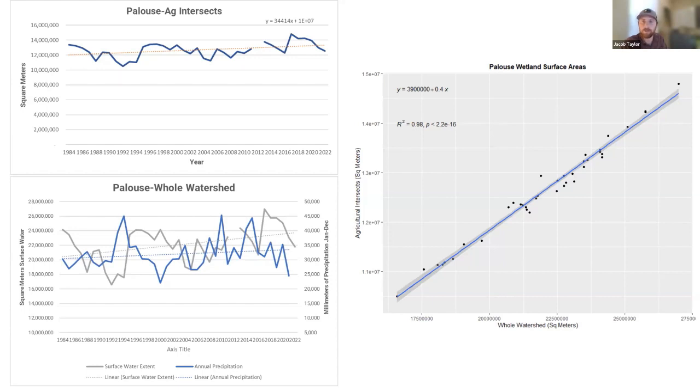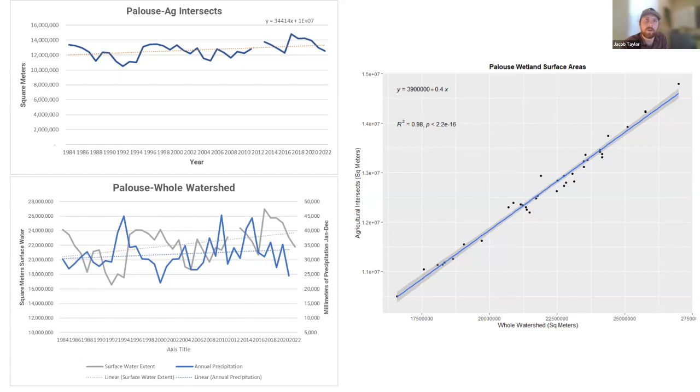So we did a simple linear regression, and that's what you're looking at on the right there, with agricultural intersects on the Y and whole watershed on the X. And then we're looking for our R-squared value to look at how similar those two data sets are, with obviously the high R-squared value close to 1 indicating that they're very similar or not different. And so for Palouse, we had a 0.98 R-squared value. That was one of the higher ones.